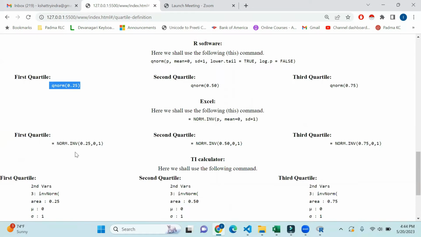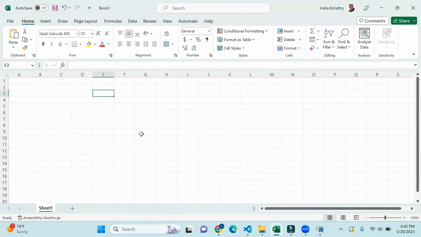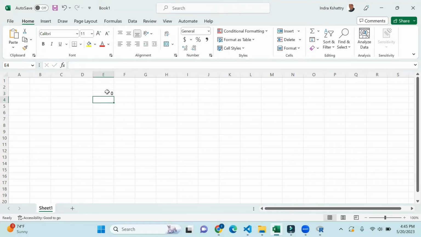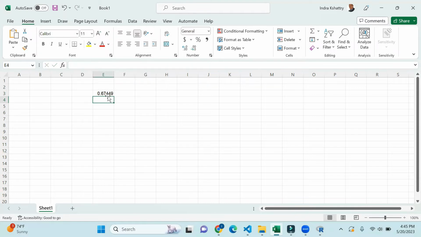Similarly, Excel command is norm.inv with the argument probability, mean, and standard deviation. For first quartile, here we have this command norm.inv 0.25. If we copy this command and paste in any cell of Excel, we get the first quartile. If we change this probability to 0.5 and enter, we get the second quartile. And also, if we change this value to 0.75 and enter, we get the third quartile.